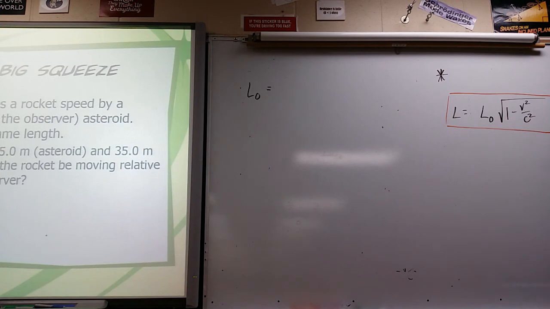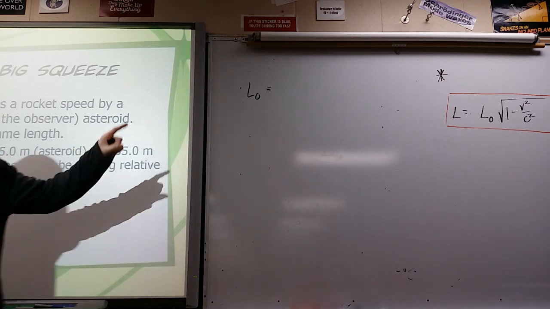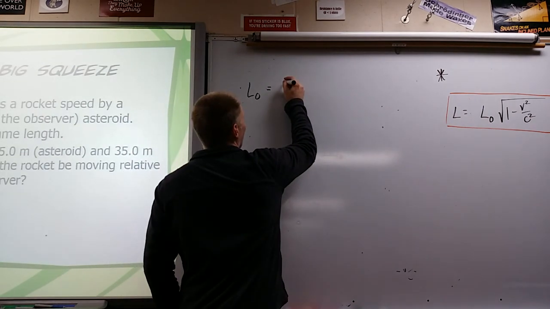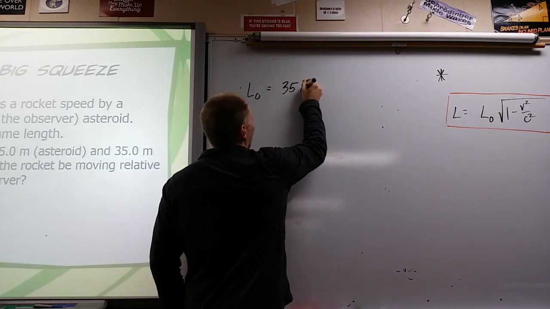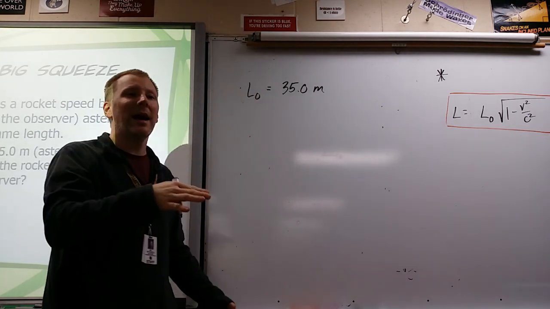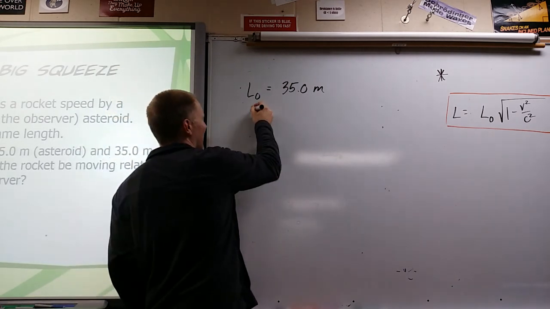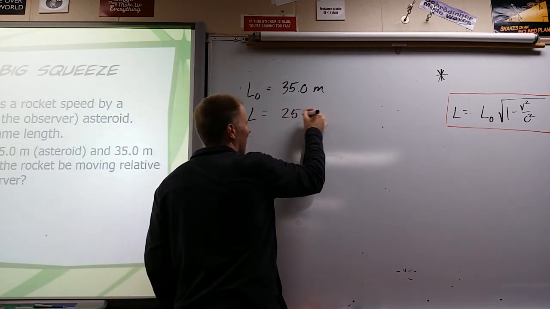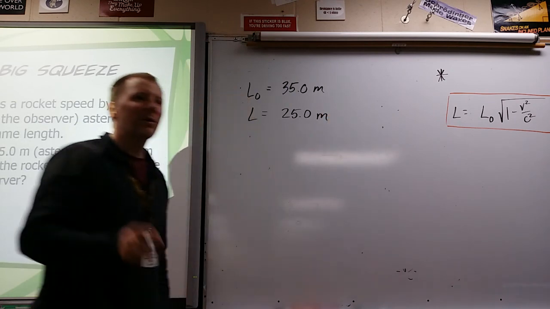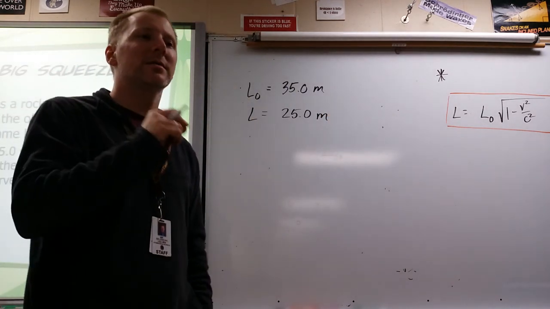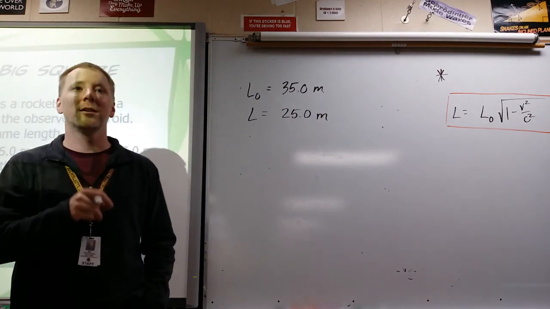Isn't L not the asteroid? Yes, L naught is the asteroid, exactly. Huh? I'm not asking about the asteroid here. I'm asking how fast must the rocket be moving? So if you were with the rocket, you would measure its rest length, which is 35 meters. However, when it's moving past you, you measure it to be the same as that asteroid, which is 25 meters. That makes this the L. So remember that the naught value always is measured when you're moving with the thing you're measuring.